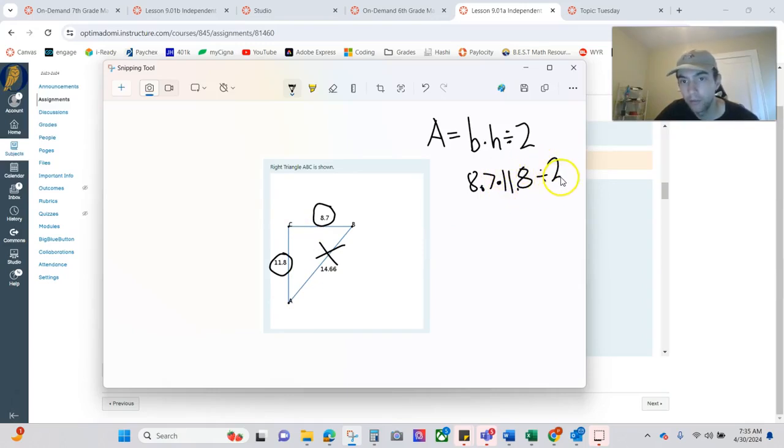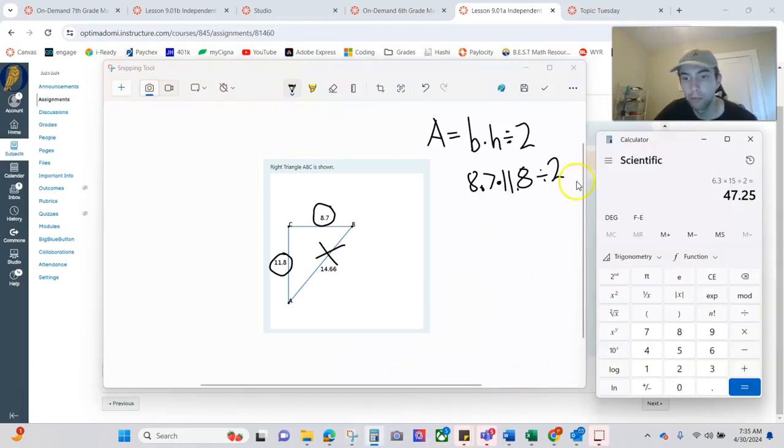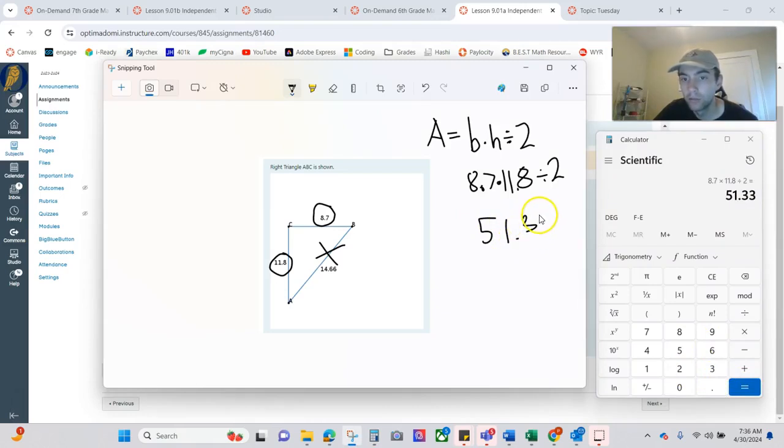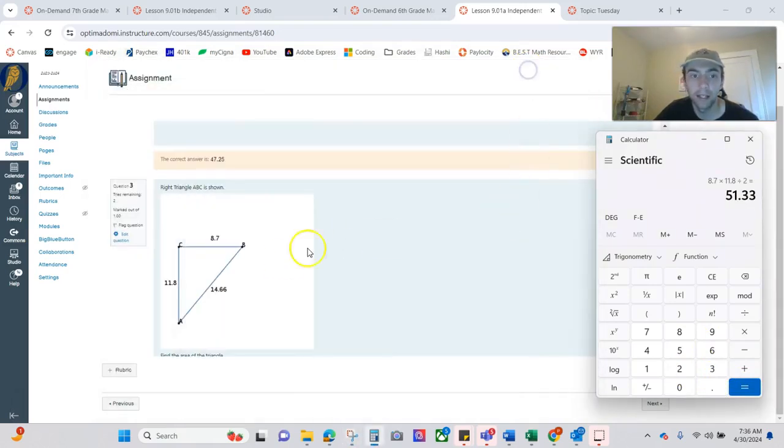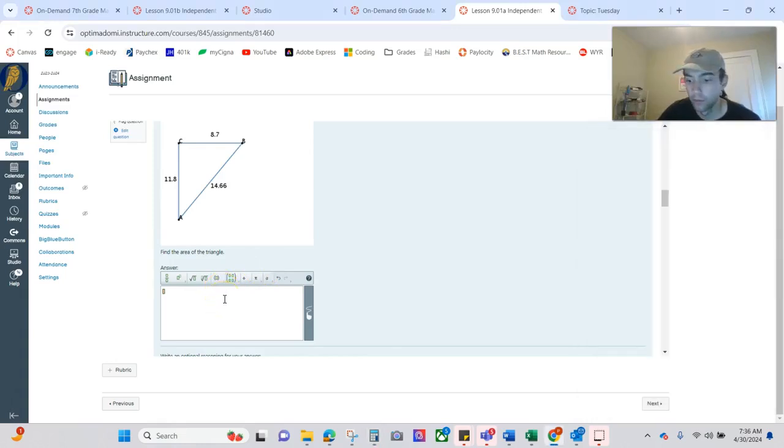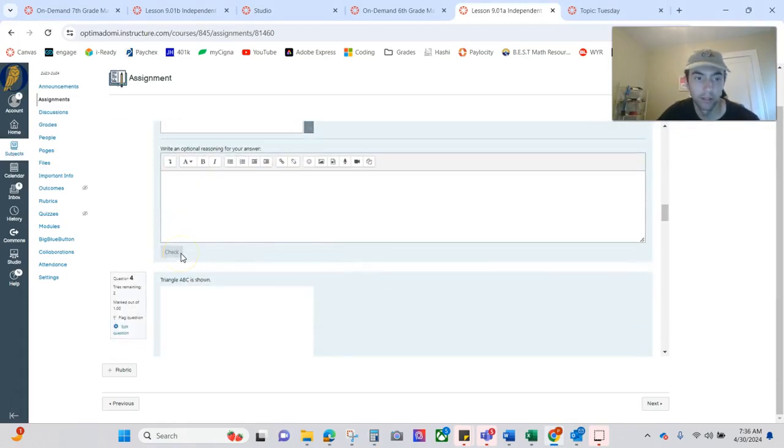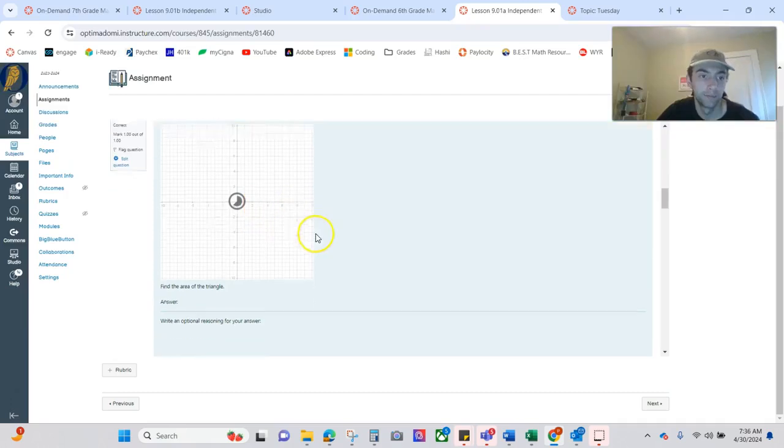We have our base, we have our height, we divide by 2. Let's see what Monsieur Calculator has to say about this problem. Oh oui, oui, Monsieur Calculator, 51.33. Thank you, Monsieur Calculator.